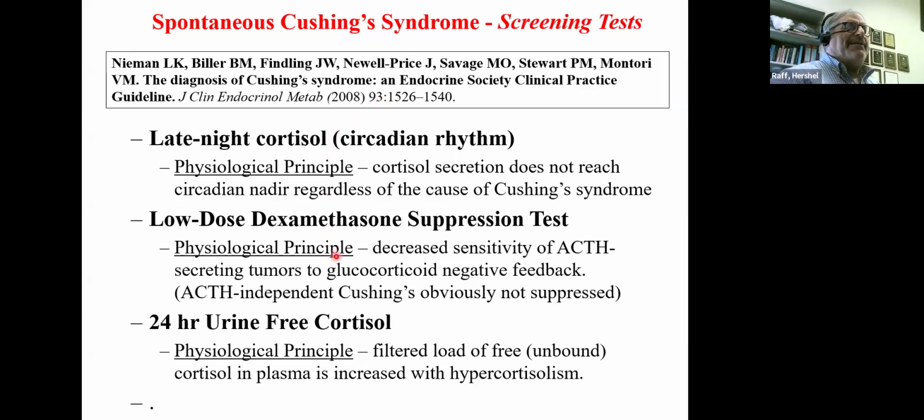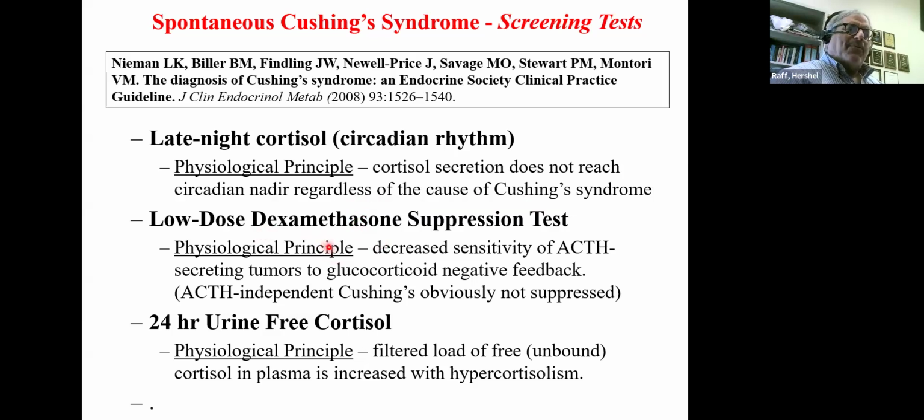These are the common tests now for the diagnosis of neoplastic hypercortisolism. The first is late night cortisol. I already showed you the circadian rhythm. I'm going to show you another slide in a minute. But basically, the physiological principle is that cortisol secretion does not reach its circadian nadir, regardless of the cause of the disease. They can still have a rhythm. It just doesn't achieve the bottom, the lowest point at bedtime or midnight.